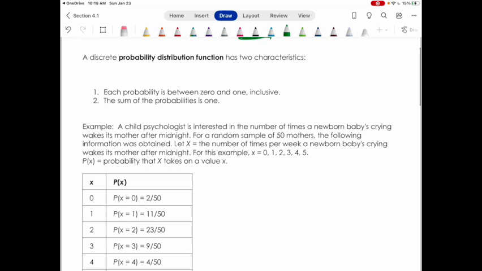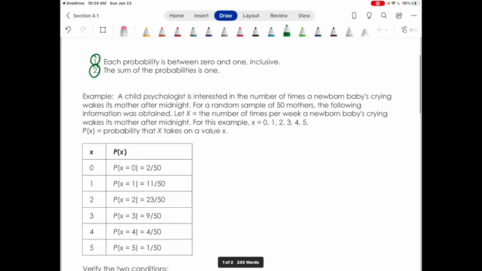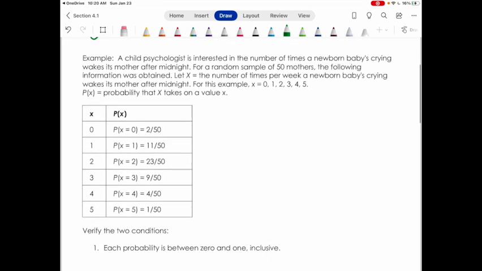And a discrete probability distribution has two characteristics in order to call it a probability distribution function. The two are listed here. The first one: each probability needs to be between 0 and 1 inclusive. And the second one: the sum of the probabilities needs to add to 1.